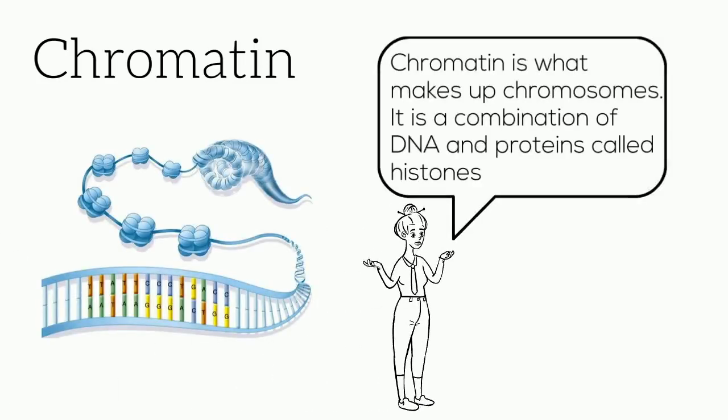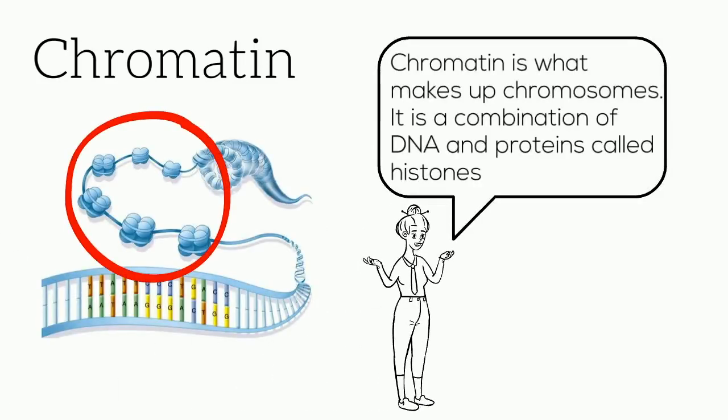Chromatin is the substance that makes up chromosomes. It is made up of DNA and proteins called histones. Chromatin is usually uncondensed, but condenses into compact chromosomes during prophase in mitosis.